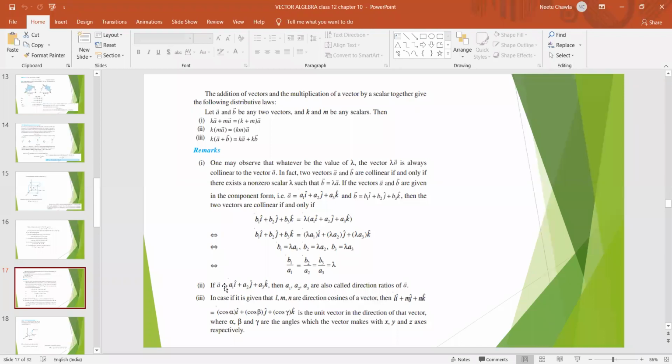If a vector A is given by a1i plus a2j plus a3k, here this a1, a2 and a3 are known as the direction ratios of vector A. Right? This we should know.